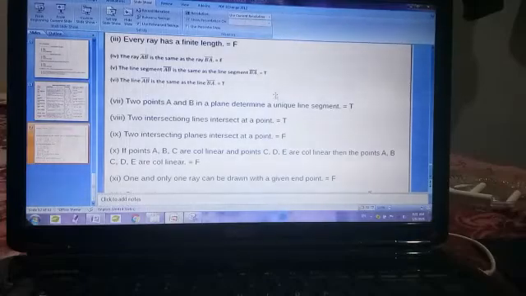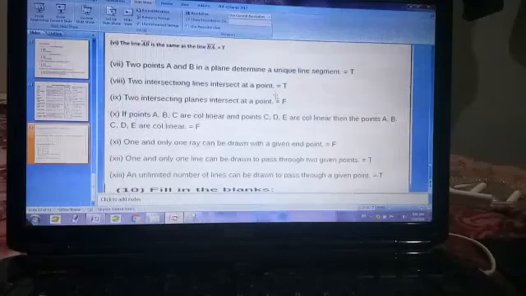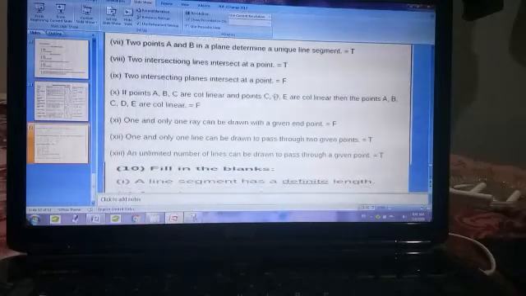In question number 5, the line segment AB is the same as the line segment BA. It's a true statement because it is only a portion, a part. No arrow means the endpoints are fixed, so we can say AB or BA. In question number 7, two points A and B in a plane determine a unique line. True, because we can join A to B or B to A.